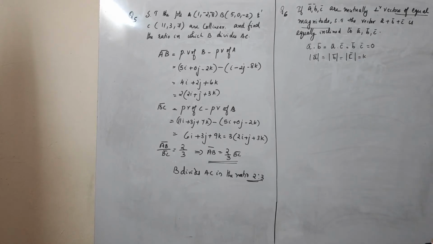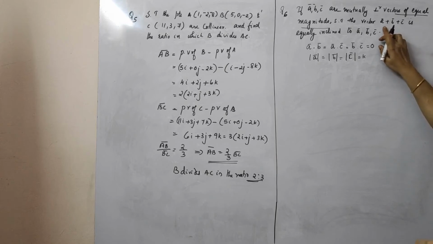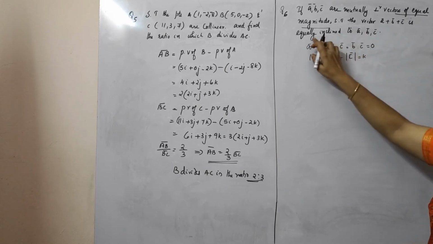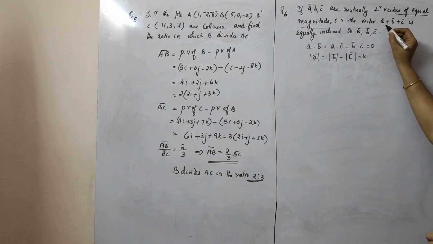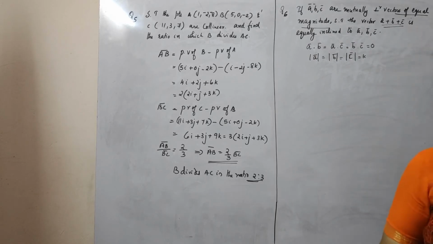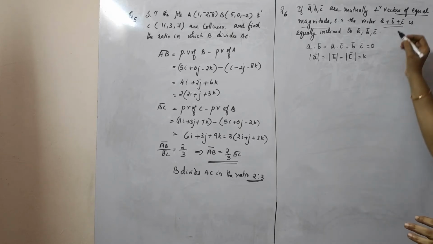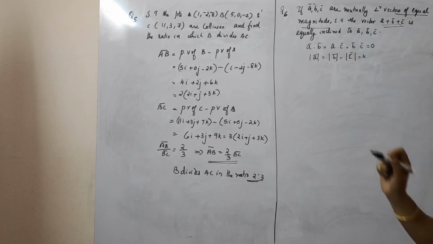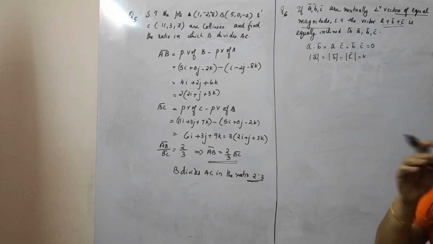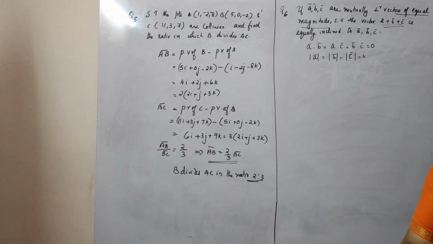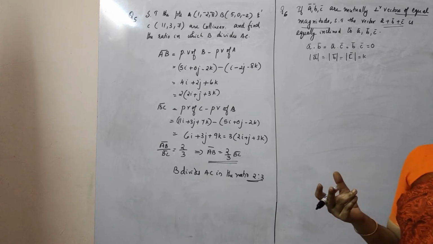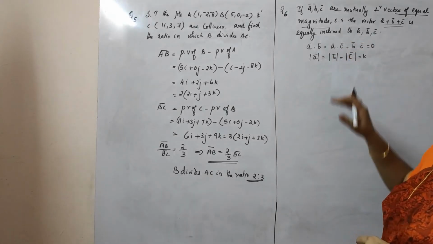Okay. Now, what is asked? Show that the vector A plus vector B plus vector C is equally inclined to vector A, vector B and vector C. That means what? This vector dot A, this vector dot B and this vector dot C, all these have equal inclination, equal angles. So, now let's see. What is the magnitude of vector A plus vector B plus vector C? Why do we find that? Because we are going to find the angle.